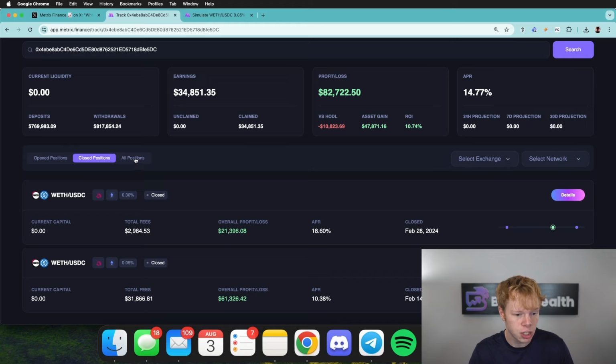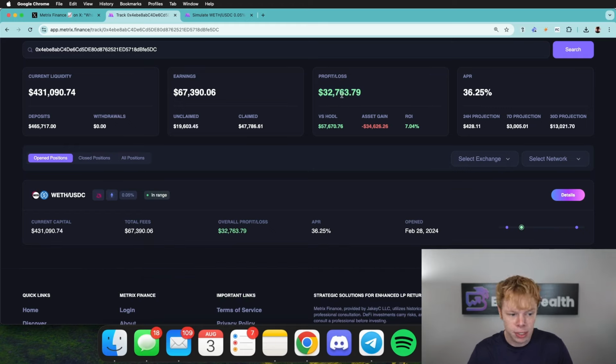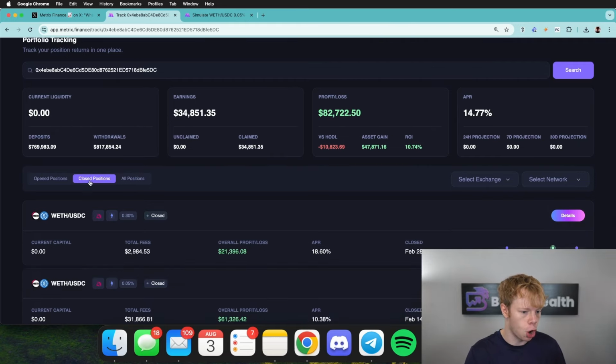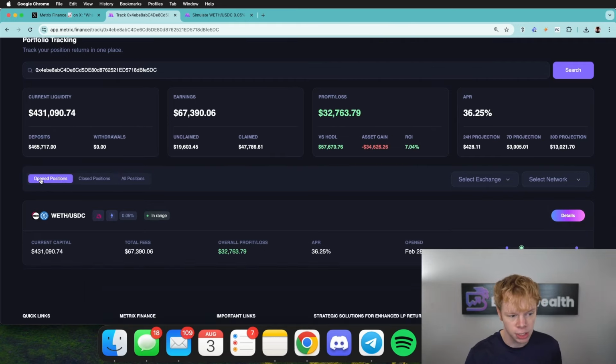But in their closed positions, you can see that they have a decent profit of about $82,000. On the open positions, they have about a $33,000 profit, and they're doing an APR of roughly 36%. Now, Metrix Finance will show you the current liquidity across the pools, whether you're in the open, the closed, or of course the all positions. It will also show you all the deposits, and had they withdrew some capital from this pool, it would also show you withdrawals right here.